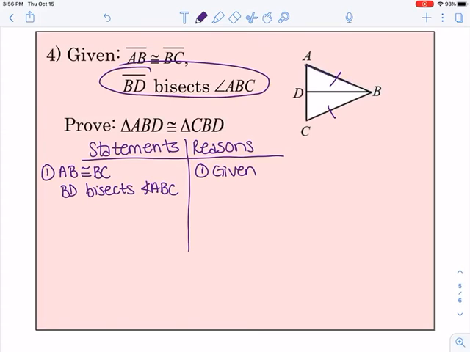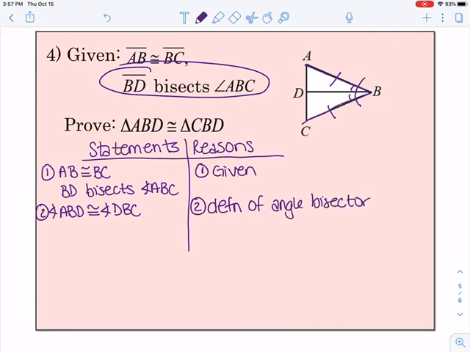So ABC is that whole big angle up here, which means if I'm going to bisect that angle, those two smaller angles that make it up are going to be congruent. So that's going to be angle ABD is congruent to angle DBC. And that's because of the definition of an angle bisector. An angle bisector cuts an angle into two congruent angles.